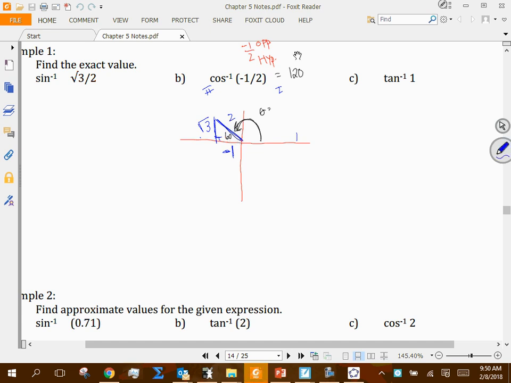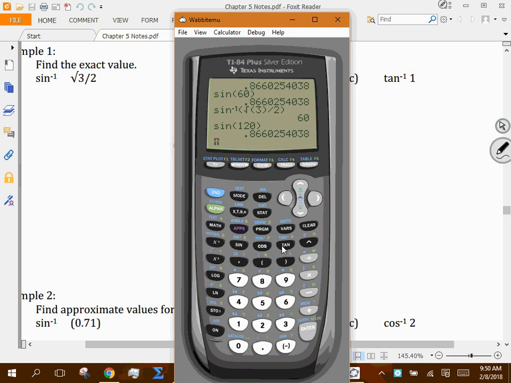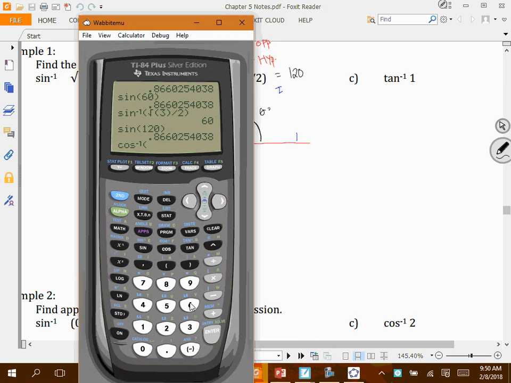All right, so we should get 120. Somebody said 120, right? Okay. So we got 180 there. We know that that's 60. Coming back a little bit, then will be 120. So that means then, when I take my calculator and I type in cosine inverse of negative 0.5, I should get 120 back.